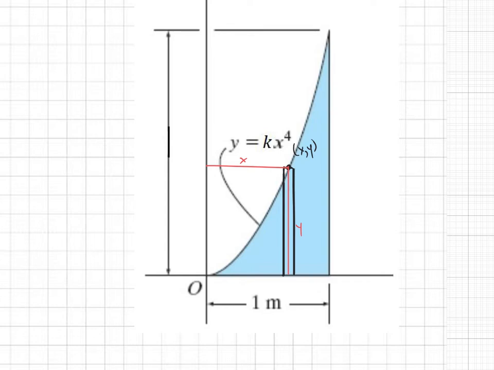So if I wanted to define this shape somehow, this rectangle that I've drawn has a height of y. It's got a width, a little differential dx. So it also has an area of y dx. It's actually a differential area. If I just want to know the area of this little rectangle, that's what it is.